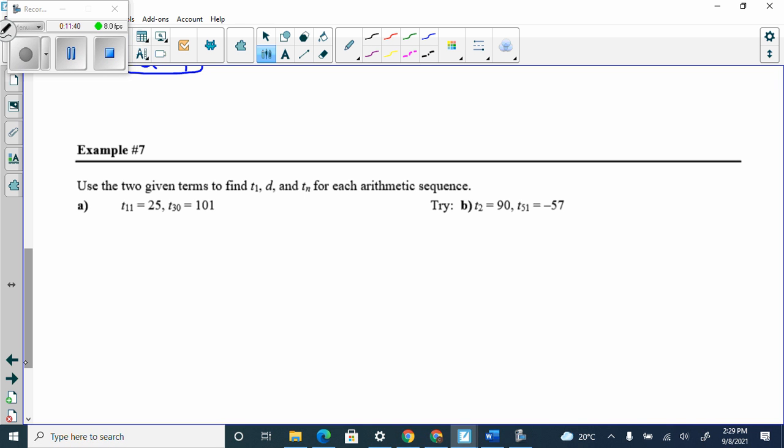Sounds worse than it is. Are you ready? I believe in you. You can do this. So, we have T11. I'm going to prove a point here.